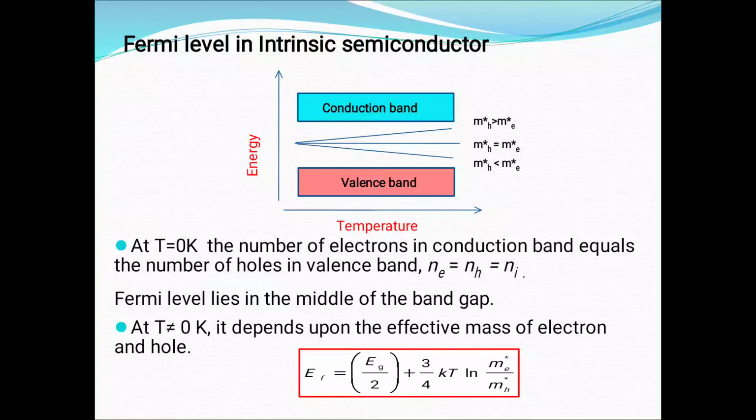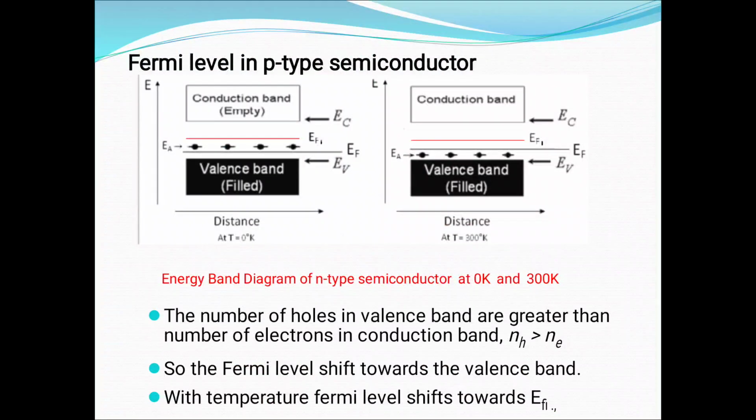Temperature is not zero, depending upon the effective mass of the electron and hole. That is Eg by 2 plus 3 by 4 kT into log of me star by mh star.